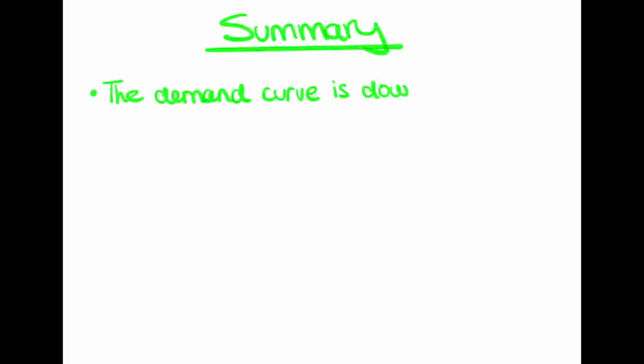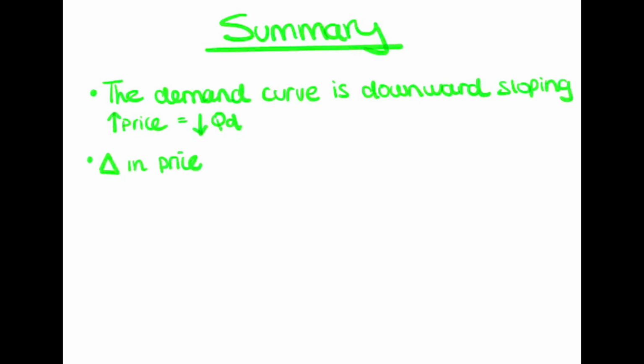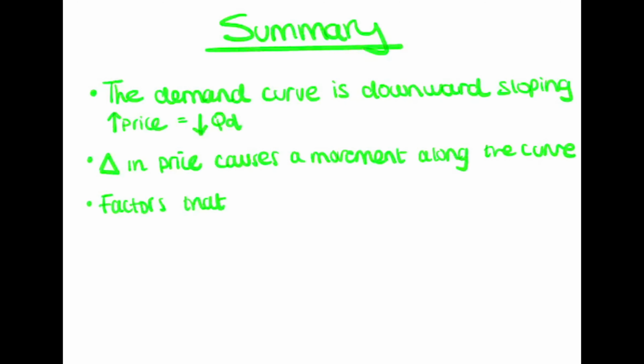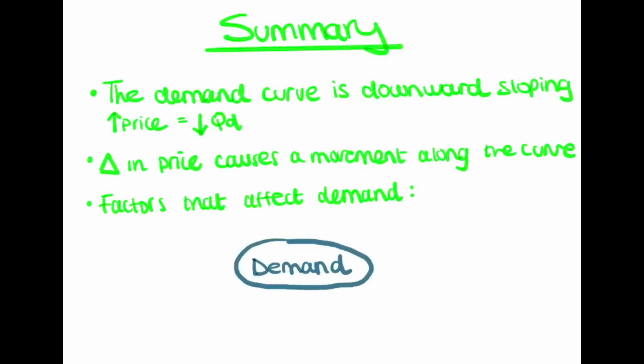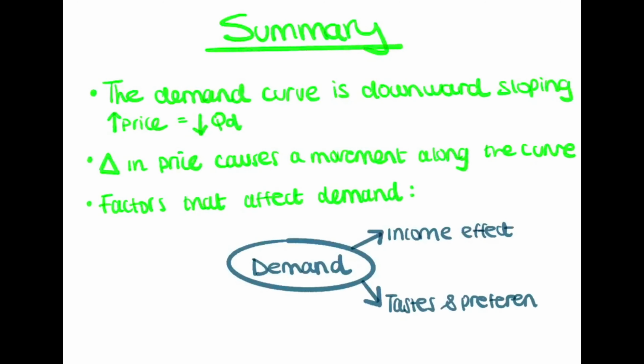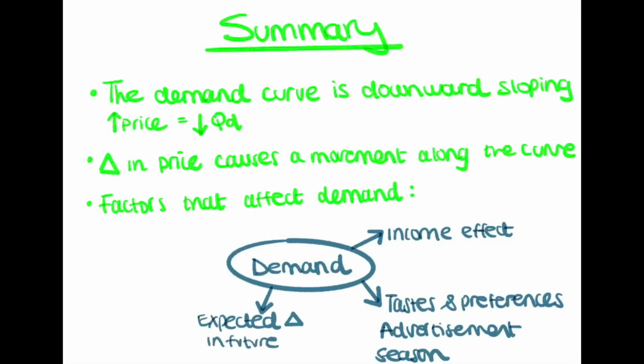Let's summarize. So we know that the demand curve is downward sloping, and any changes in price cause a movement along the curve. Factors that affect the demand curve include the income effect, changes in tastes and preferences, including seasonal factors and advertisement, the expectation of future prices, the price of complements and substitutes.